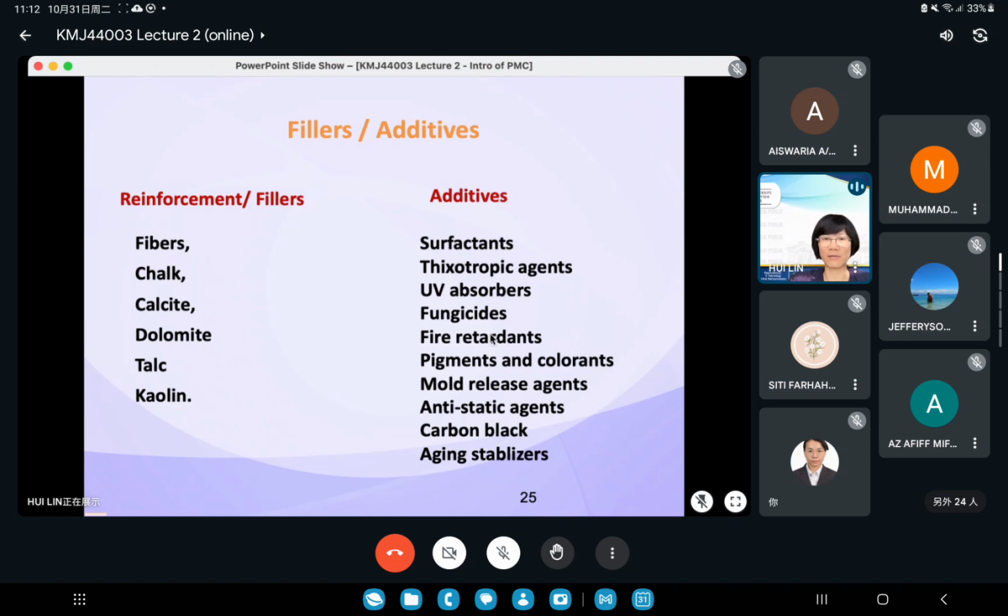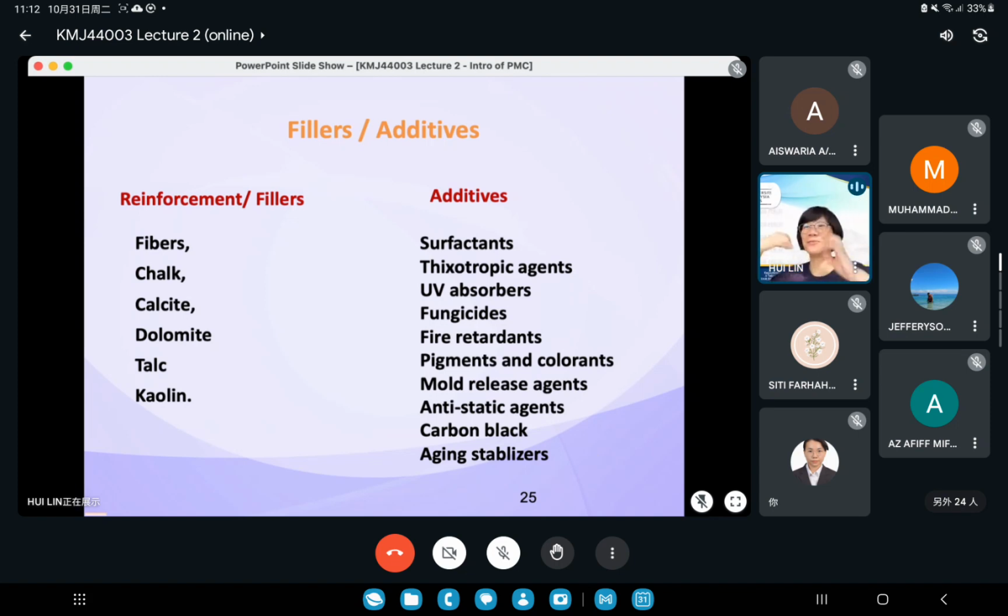Additives, and all these types of additives you can use. UV absorbers or UV filters as well, we can have something like this. Also fire retardant we can have. Sometimes some of the materials come from natural sources, and they have this function of fire retardant. Okay, aging stabilizer.